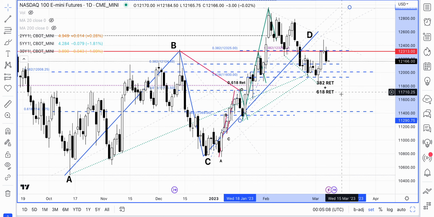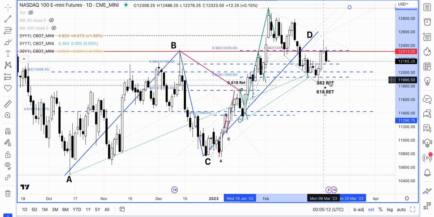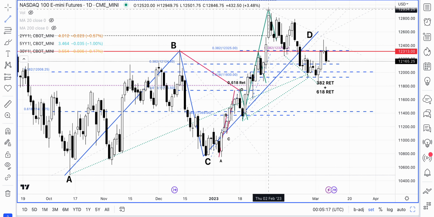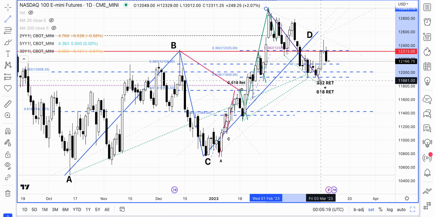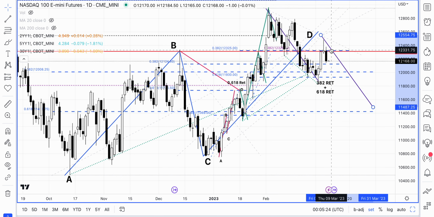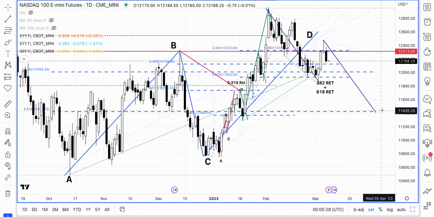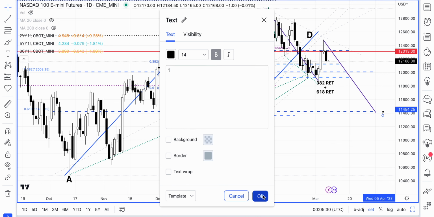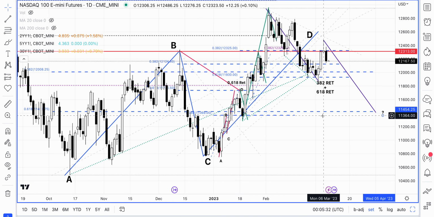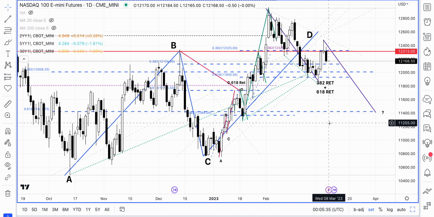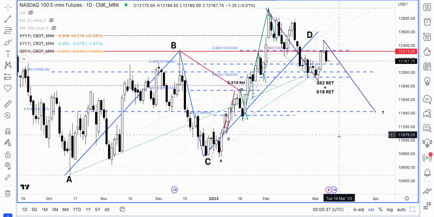Now, it is just like the S&P 500 and also the Russell 2000. It's really important that this low is held. If it is not, if it gets broken to the downside, then just like the S&P 500, we could be looking at a situation of a downward move towards the 11,500 level, as the ABCD towards the downside.